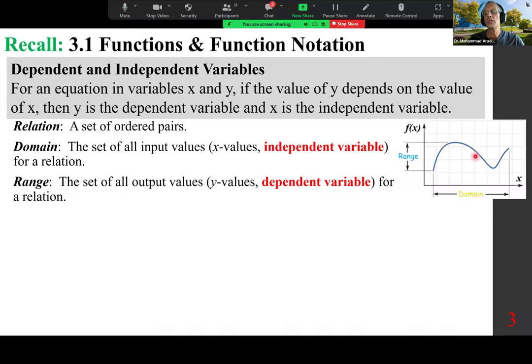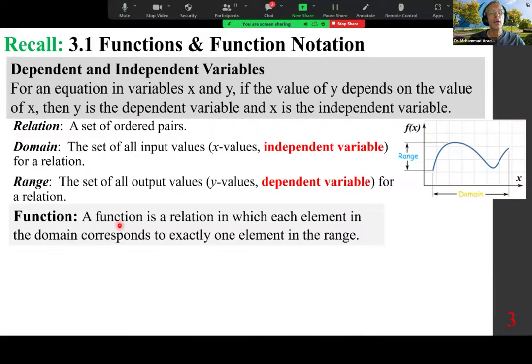So as we look at this graph, along the x-axis, it covers from here to here, and this is known as the domain. Along the y-axis, it covers from here to here, so the bottom of the graph of the function to the top of the graph of the function, and this would be the range.